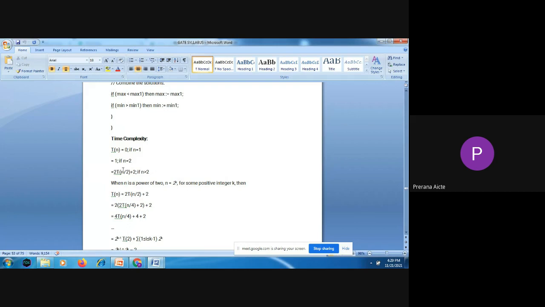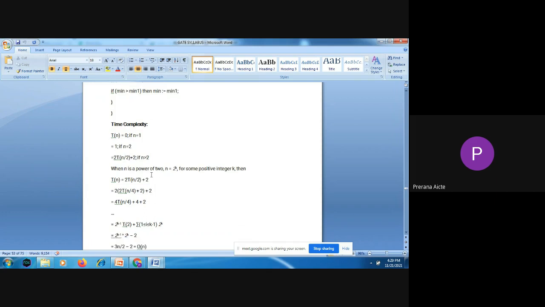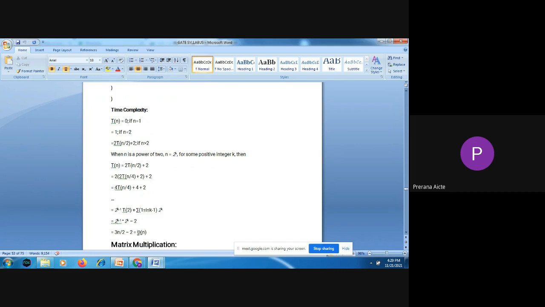So we can have the time complexity T of n equal to 0 if n equal to 1, and 1 if n equal to 2, as with two elements we have only one comparison. If it is more than two elements, we divide by finding the mid, so 2 into T of n by 2 plus 2 if n is greater than 2. When you solve this recurrence relation using the substitution method, T of n equal to 2 into T of n by 2 plus 2, we get the time complexity of order of n.